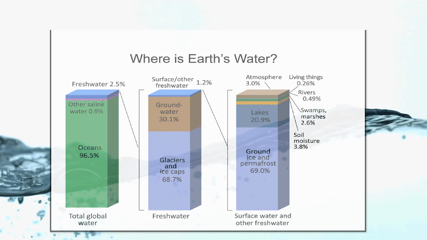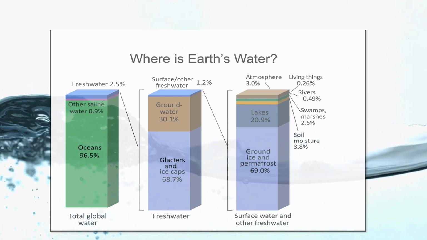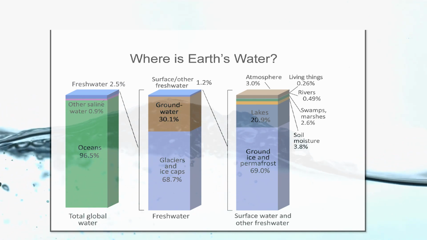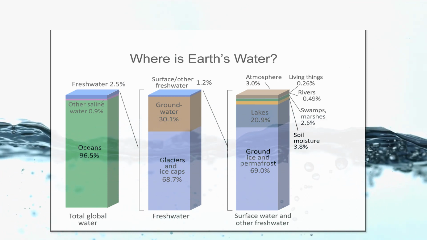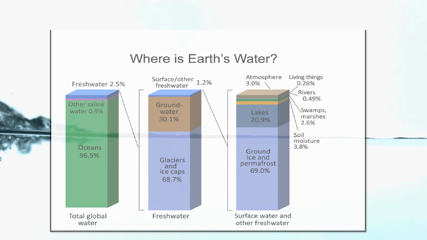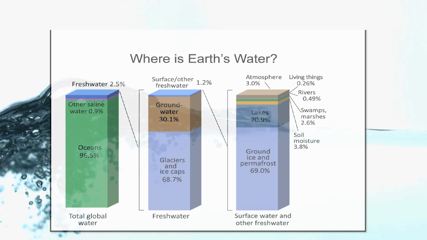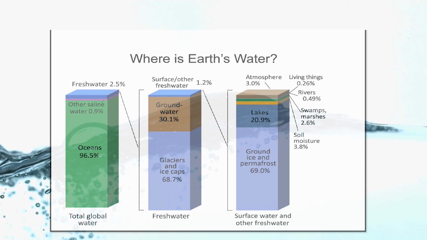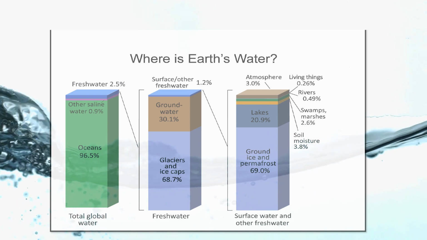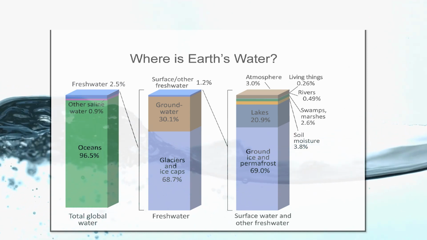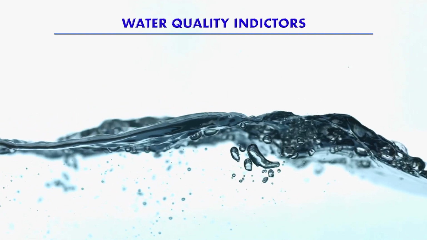And this surface fresh water includes 69% ground ice and permafrost, 20.9% is constituted by lakes, and this is the total surface water and other fresh water, and 3% is in the atmosphere. Out of this, living things take 0.6%, rivers contribute 0.49%, swamps and marshes contribute 2.6%, and soil moisture is 3.8%.